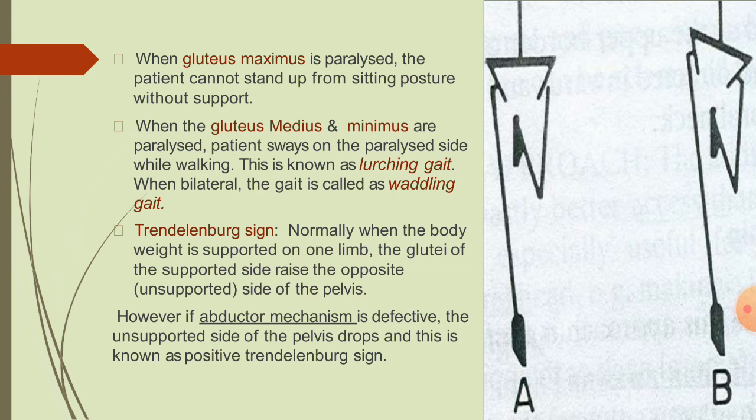There is a sign, Trendelenburg sign, which gives an idea of the integrity of the gluteus medius and minimus. This sign shows that when the body weight is supported on one limb, the glutei of the supported side raise the opposite side of the pelvis. If the abductor mechanism is defective, that is, if the gluteus medius and minimus are paralyzed, the unsupported side of the pelvis drops, and this is known as positive Trendelenburg sign.